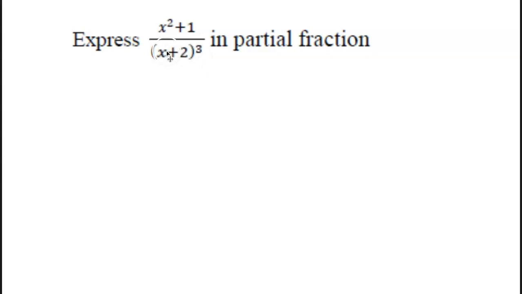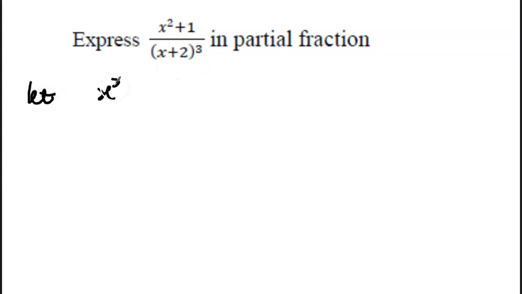When the repeated factor has a power 2, we are going to have two constants. When it has a power 3, we are going to have three constants. So this one has power 3, so we are going to introduce three constants.